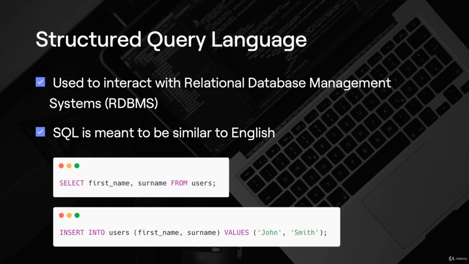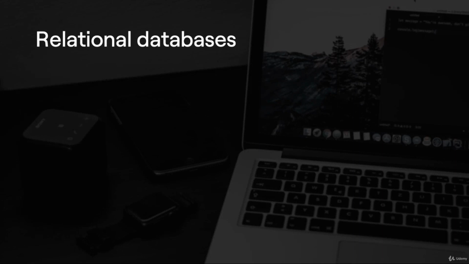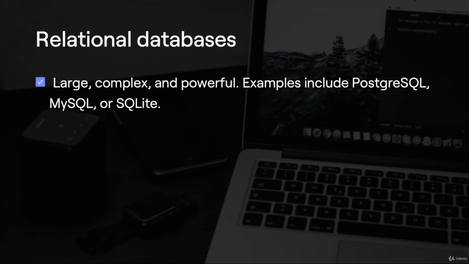At the very top, in the first bullet point here, we mentioned that SQL is used to interact with relational database systems. So what are relational databases and what are RDBMSs? Well, RDBMSs are large, complex, and powerful. Some examples of them include PostgreSQL or even SQLite. SQLite is an RDBMS, and it's less powerful, but it's also more flexible in terms of how you can use it. So we're going to learn more about what I mean by that as we go.